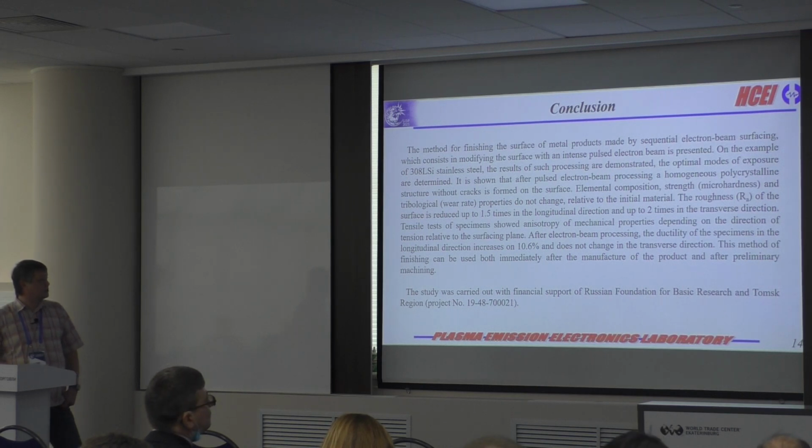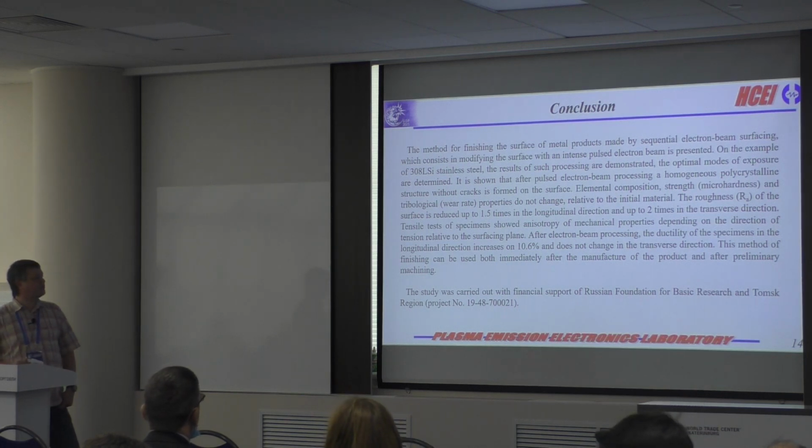Elemental composition, strength, and tribological properties do not change relative to the initial material. The roughness of the surface is reduced up to 1.5 times in longitudinal direction and up to 2 times in the transverse direction. This method of finishing can be used both immediately after the manufacture of the product and after preliminary machining.